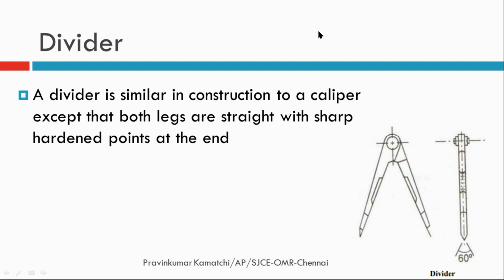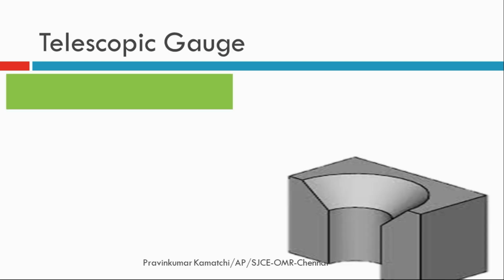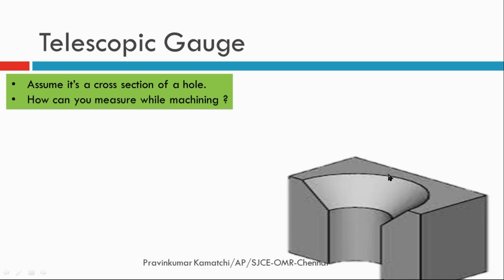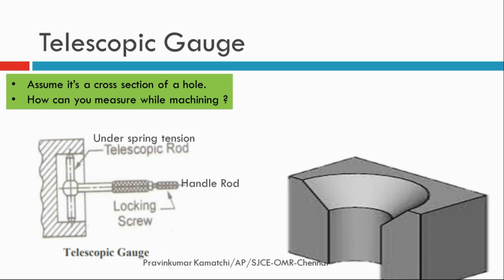Definitely you know this device from schooling itself. A divider is simple in construction, similar to a caliper, except that both the legs are straight with a sharp hardened point at the ends. And the next device is the telescopic gauge. This is used to measure the internal diameter of a hole during the machining operation. That is a very important thing.